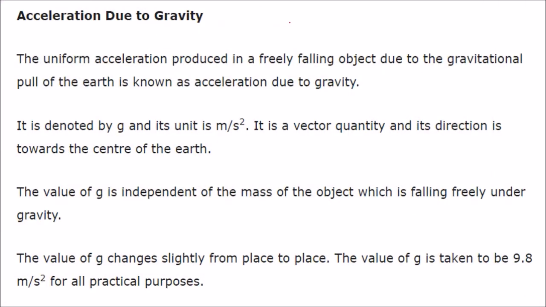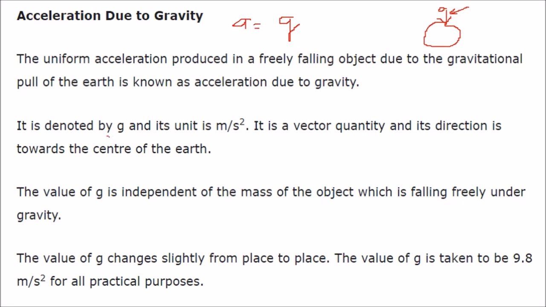Acceleration due to gravity, small g. We'll come across this g very often in various calculations. The uniform acceleration produced in a freely falling object due to the gravitational pull of the earth is known as acceleration due to gravity. If this is the earth and some body is being dropped, then the acceleration which this body feels is a, which is equivalent to g, that is gravity.